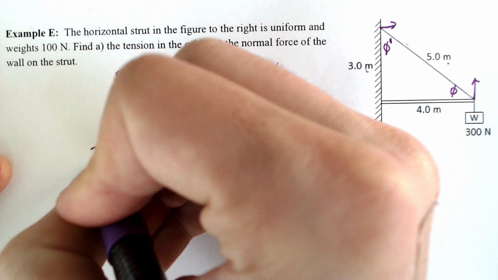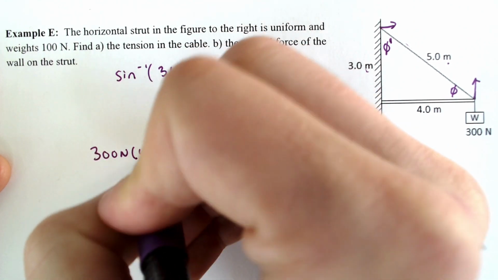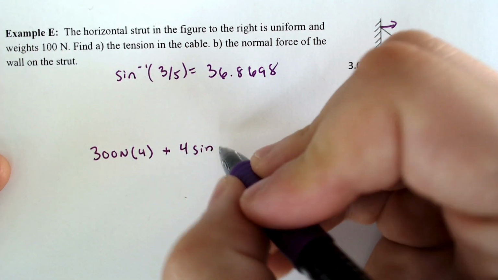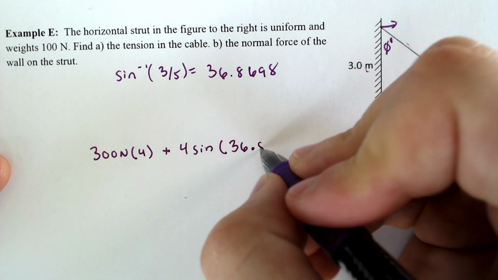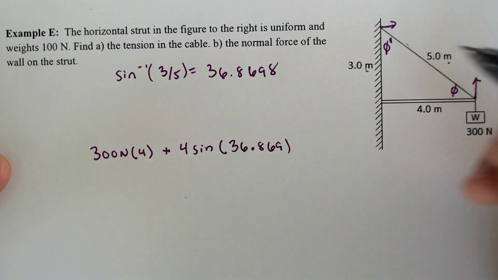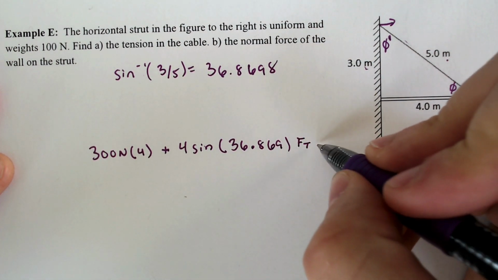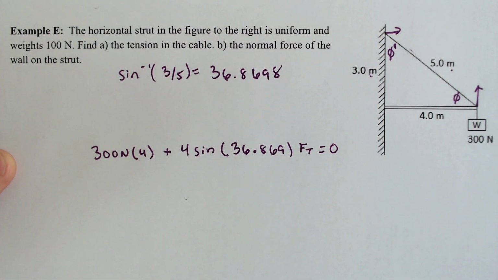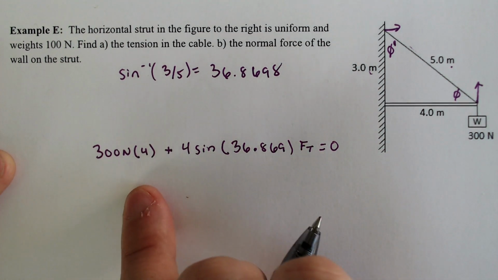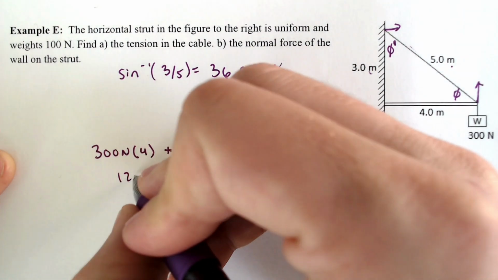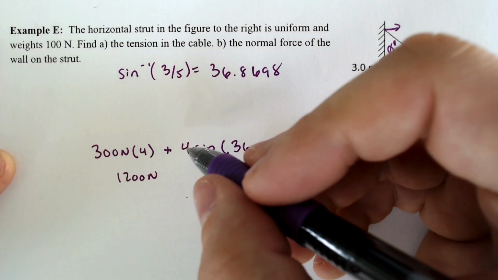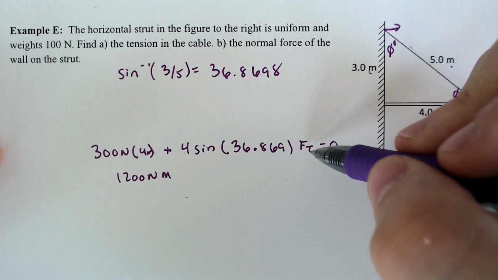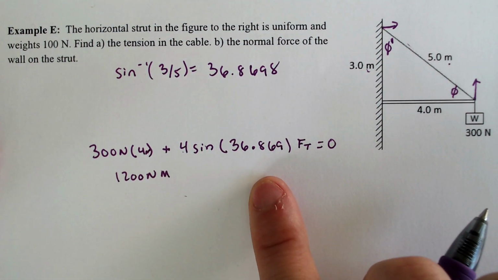So we would have 300 newtons times 4. If we add 4 times the sine of the angle we just found, 36.869, times the force of tension, that would have to equal 0, otherwise the shelf or whatever this thing is would fall over. All right, so 4 times the 300 makes 1,200 newton meters. Then we have 4 times sine of this stuff. What is sine of 36.869?